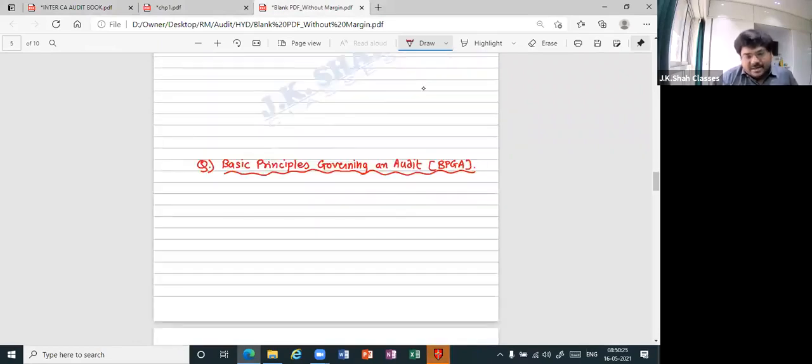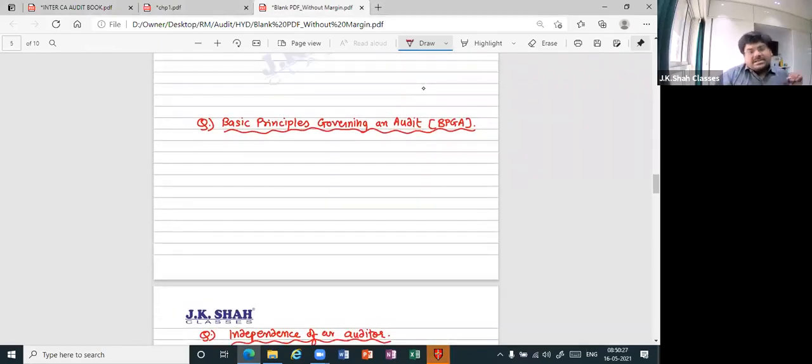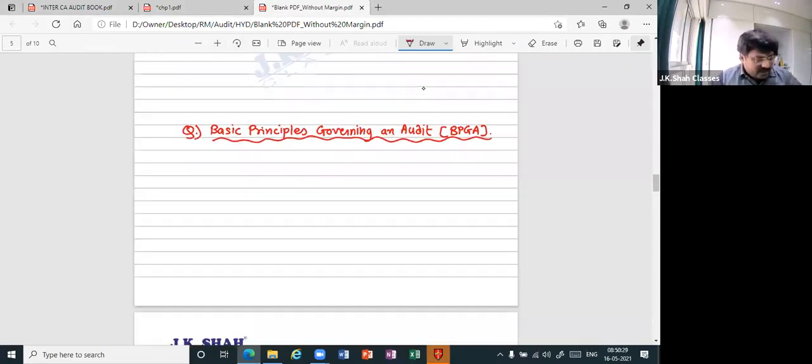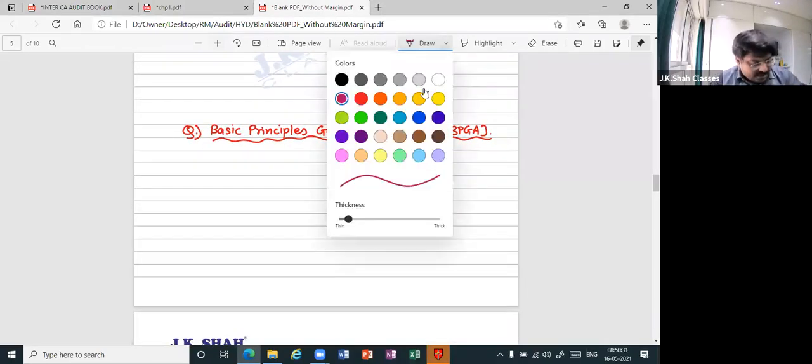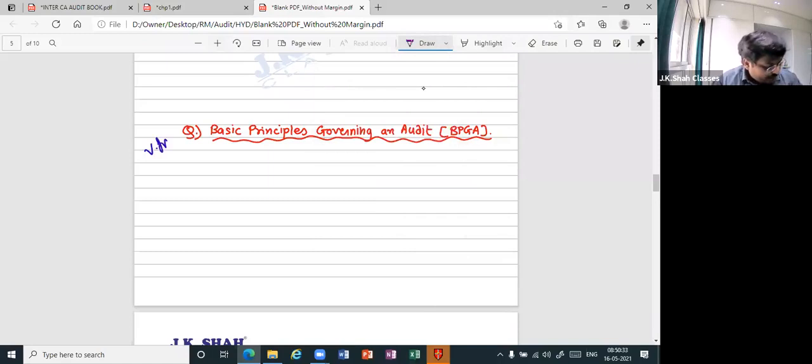Not the types of audit, we are taking one big question. Basic principles governing an audit. This is what we are doing. This again, big question, very important. In the examination, 8 to 10 marks has been asked, for 10 also. Maximum what they can ask you is a question worth 10 marks. Big question.